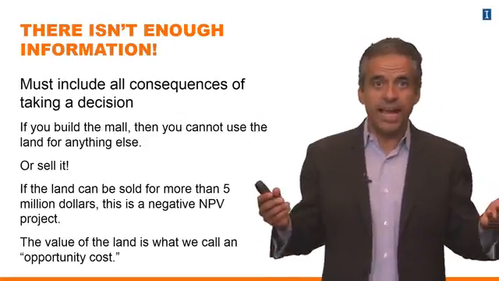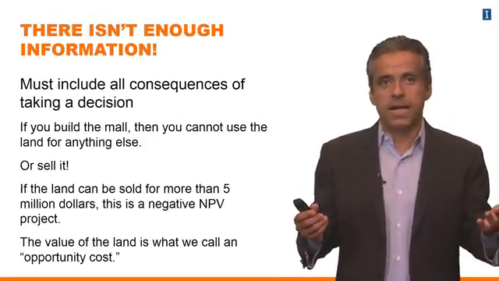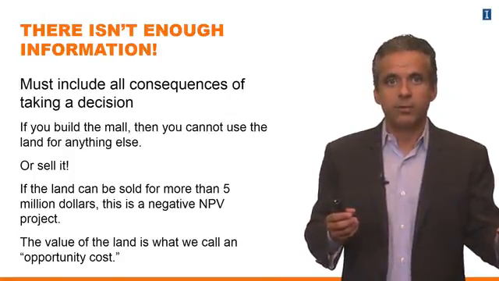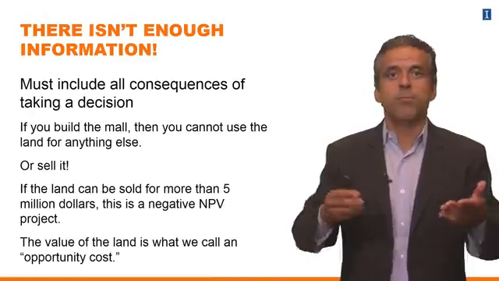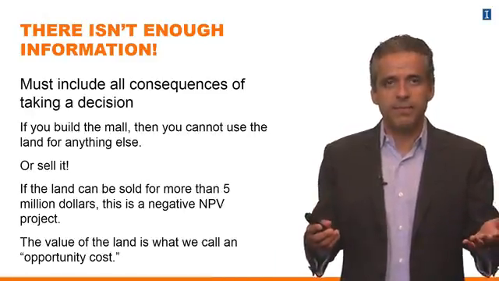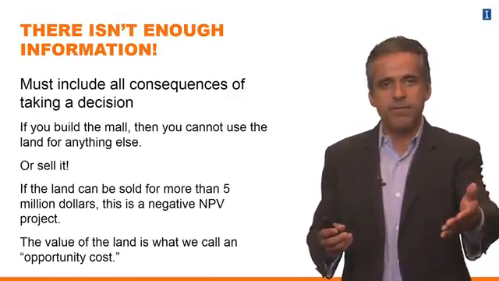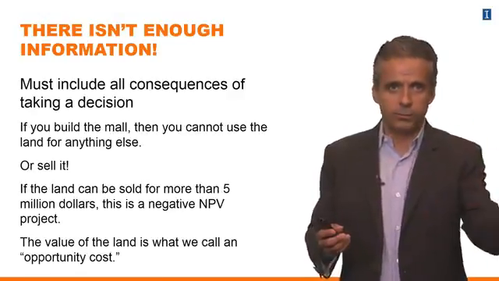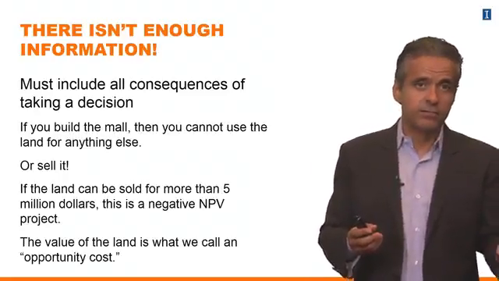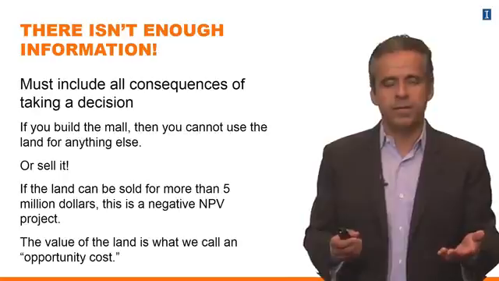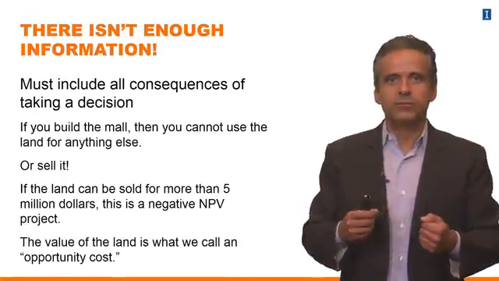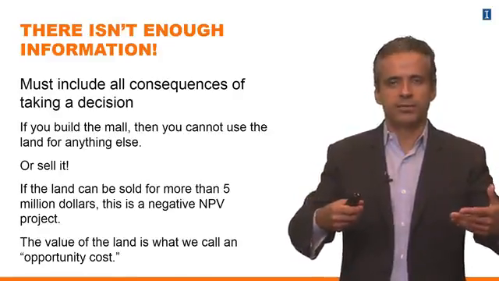The land is yours, yes, but you can sell it, right? If you don't build the mall, you can sell the land, right? So if the land could be sold, for example, for more than 5 million, then the project is going to be negative NPV because the profit you make, the NPV of operating the mall minus the construction cost is 5, but you could sell the land for more than 5, so the project would not be positive NPV anymore, okay? The value of the land in this case is what we think of as an opportunity cost, okay?